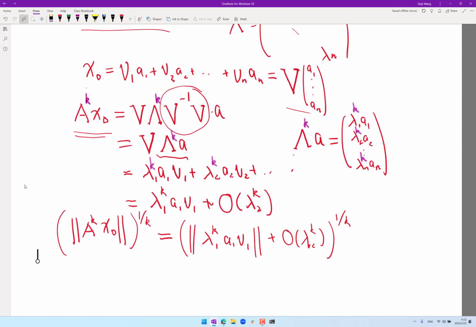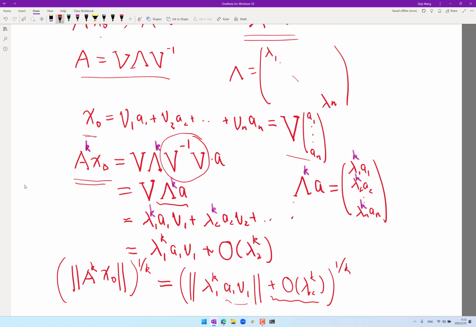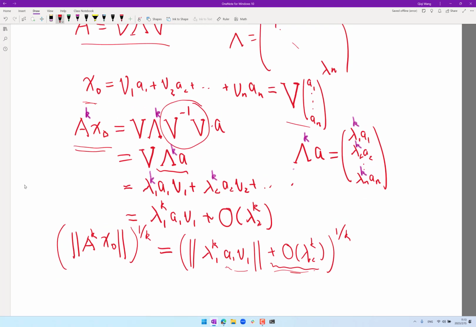Okay, so let's look at the influence of two sources of error. The first source is the big O notation, which is proportional to lambda 2 to the kth power. The second source of error is from the initial contribution of the first eigenvector to the random initial vector x0. These are two independent sources of error. In the ideal condition, the second term is exactly 0. Basically, if we happen to choose an x0 that's exactly aligned with the first eigenvector, then the big O notation would have exactly 0 value.